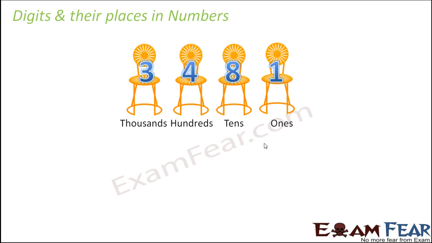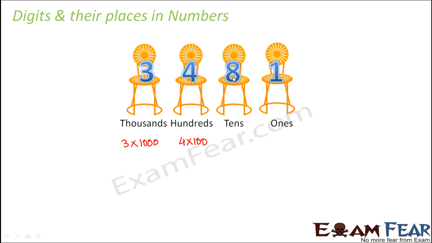So when I ask you to expand this number, how will you expand it? You see 3 is sitting in the thousands place. What do we mean by sitting in the thousands place? That means the value of 3 is not 3, but 3 into 1000. 4 is sitting in the hundreds place. That means the value of 4 is not 4, but 4 into 100.